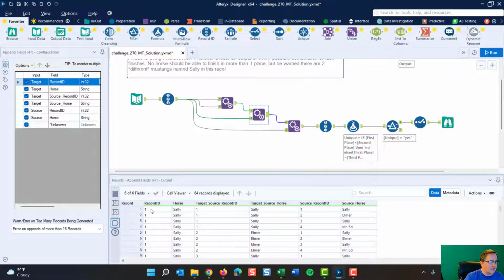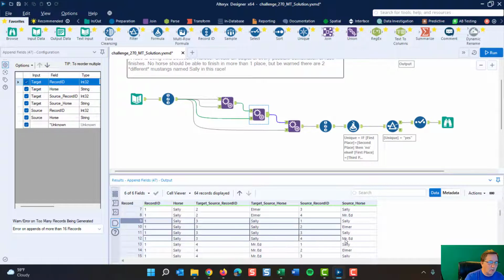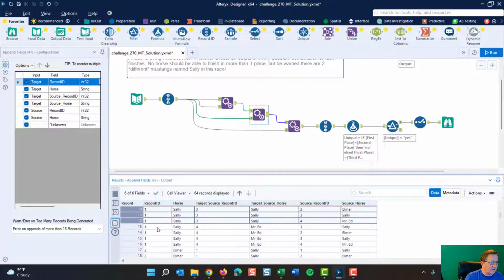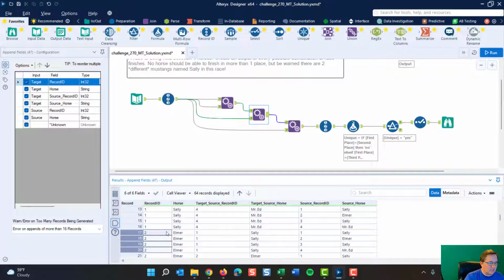So let's take a look at what that is. We're talking about first place, second place, third place. So now we've got a Sally and a Sally and a Sally, Sally, Sally, Elmer, Sally, Sally, Sally, Sally, Sally, Mr. Ed. And now we get down to second place on this second one. And so we go through the second places, 1, 2, 3, 4. And we get down to the third places, 1, 2, 3, 4. And we get down to the fourth places, 1, 2, 3, 4. Now we go with the second place for this first Sally, 1, 2, 3. And so as we continue to do that, you see we now are at 64 records.